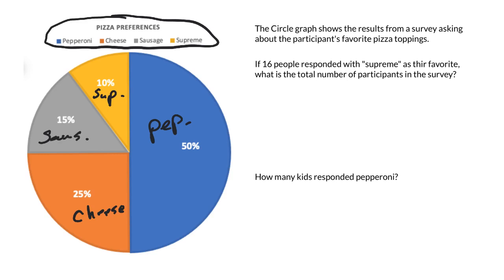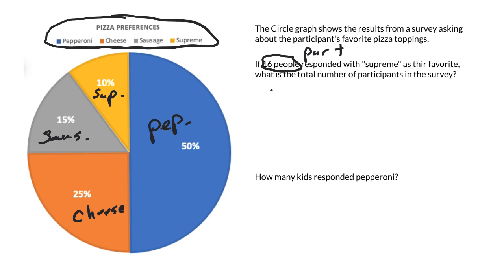Okay. Now, this is a little different type problem. It says, if 16 people responded supreme as their favorite, what is the total number of participants in the survey? The last example, they told us how many people were being surveyed, and I knew the whole. This problem, they tell me 16 people, that's the part. So, this problem I'm going to want to use a proportion.